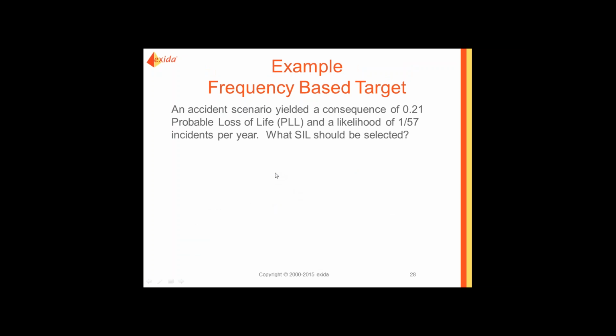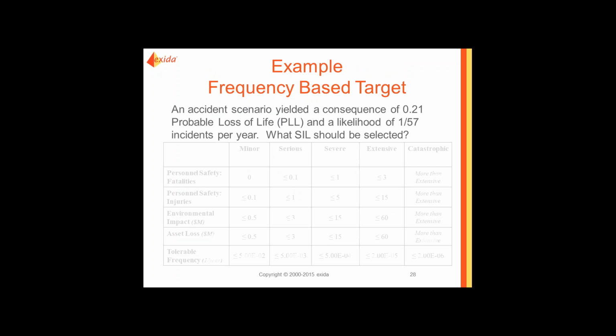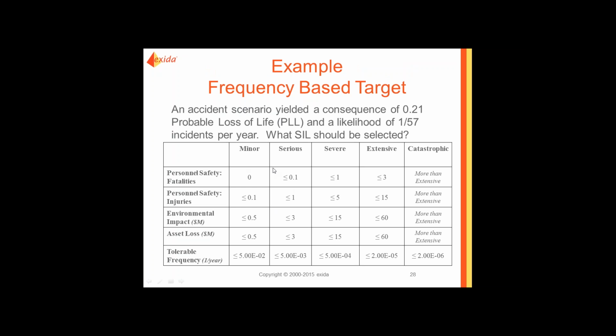So let's have a look at this type of example. An accident scenario yielded a consequence of 0.21 probable loss of life and a likelihood of 1 in 57 incidents per year. What SIL should be selected? So again, here's our table. We're saying our probable loss of life is 0.21, so clearly that's less than 1. So we can see we have 5 times 10 to the minus 4 as the target frequency, or the tolerable frequency.